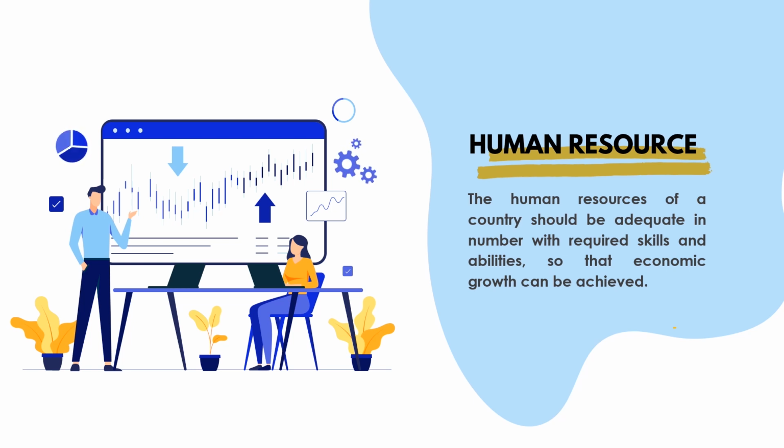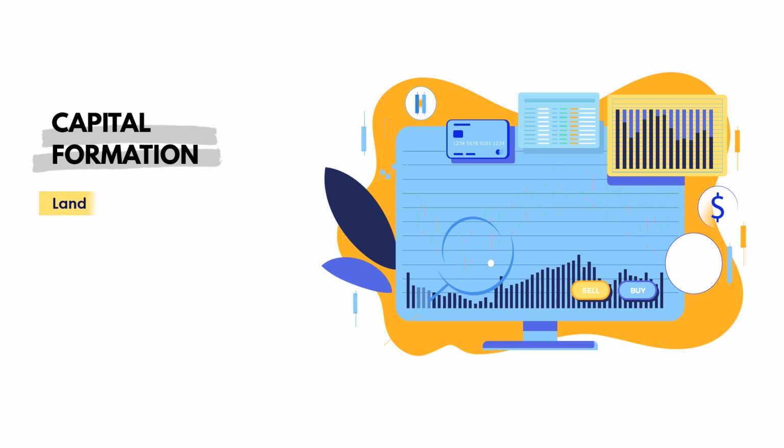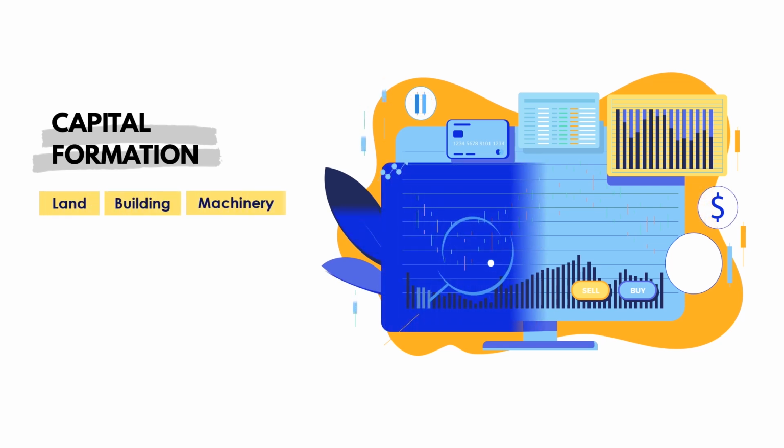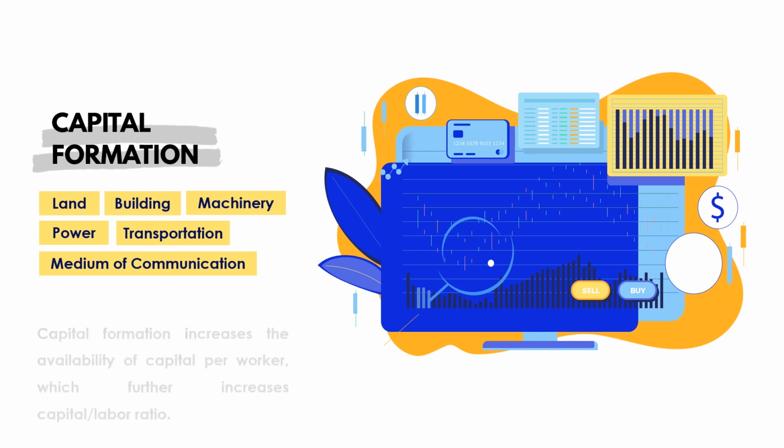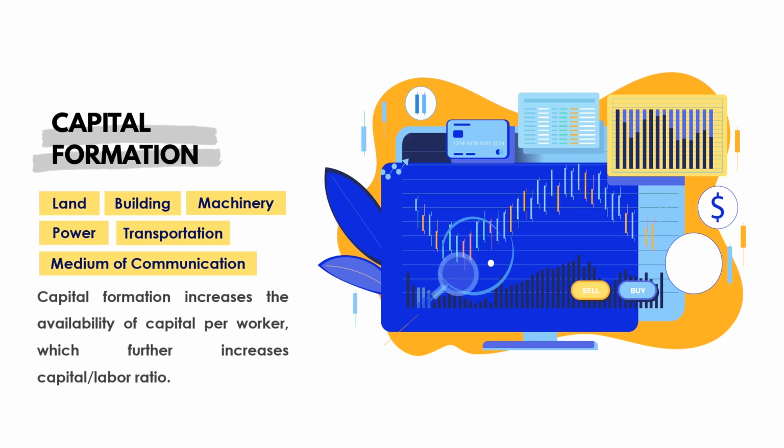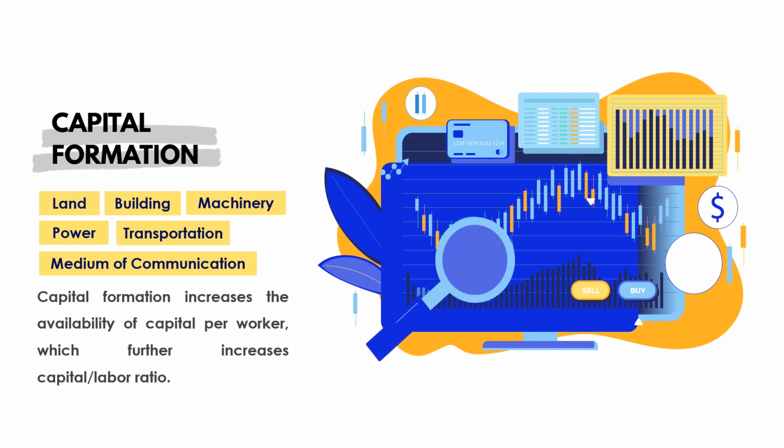so that economic growth can be achieved. Capital formation involves land, building, machinery, power, transportation, and medium of communication. Producing and acquiring all these man-made products is termed as capital formation. Capital formation increases the availability of capital per worker, which further increases the capital to labor ratio. Consequently, the productivity of labor increases, which ultimately results in the increase in output and growth of the economy.